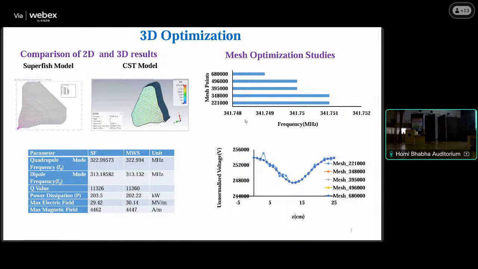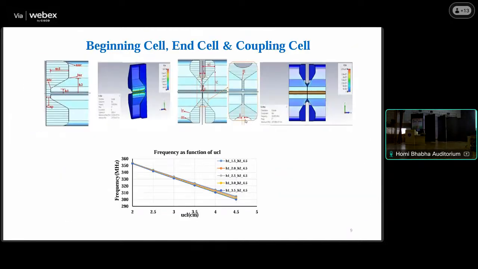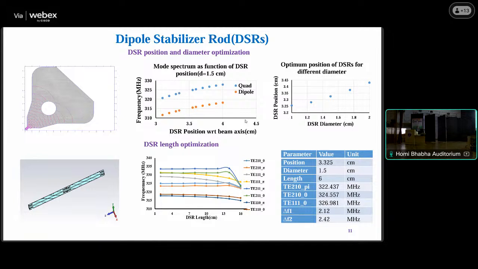Similarly, we have done comparison studies between 2D and 3D results because we have many asymmetric structures. To optimize those asymmetric structures and see their effect, we have done detailed 3D optimization studies, including convergence studies. This is the tuner, then the beginning cell, end cells, and the coupling cell designs. And finally, we have designed the dipole stabilizer rods so that the unwanted dipolar modes are far off from the quadrupolar mode.